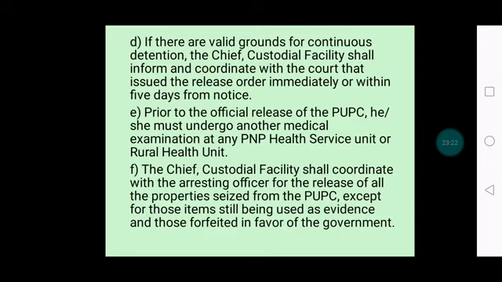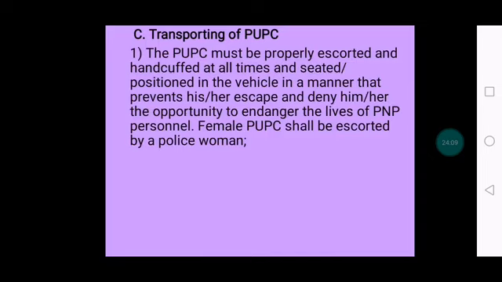If there are valid grounds for continuous detention, the chief custodial facility shall inform and coordinate with the court that issued the release order immediately or within 5 days from notice. Prior to the official release of the POPC, she must undergo another medical examination at any PNP health service unit or rural health unit. The chief custodial facility shall coordinate with the arresting officer for the release of all the property seized from the POPC, except for those items still being used as evidence and those forfeited in favor of the government. Next is transporting of POPC.